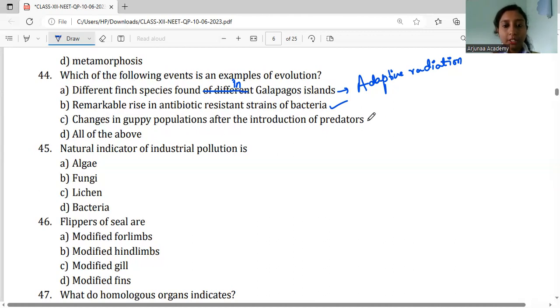Again, here the guppies are the fishes. When the predators are introduced, their population will change. Why? That is a change. It is introduced there, and the guppy population will not be able to survive because of predators, right? So here nature is selecting against the guppies, so there is evolution. All the given options are examples of evolution, so it is answer D.